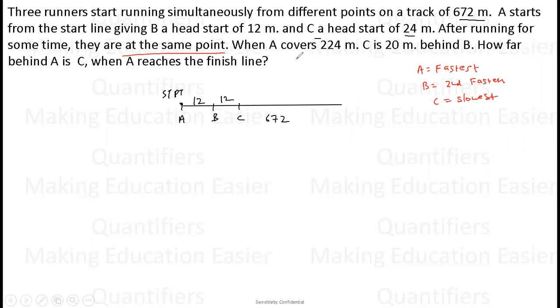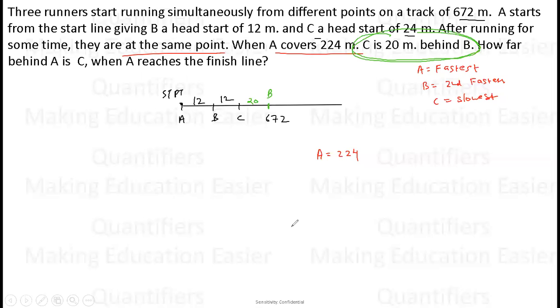Now students, here is one condition given with the help of which we have to solve it. It is given that when A covers 224, C is 20 meters behind B. Now students, this is a very, very critical point. Please listen to me very, very carefully now. C is 20 meters behind का मतलब क्या हो गया कि B 20 meters C से आगे निकल गया. When A covers 224, B is basically 20 meters ahead of C. B is 20 meters ahead of C.